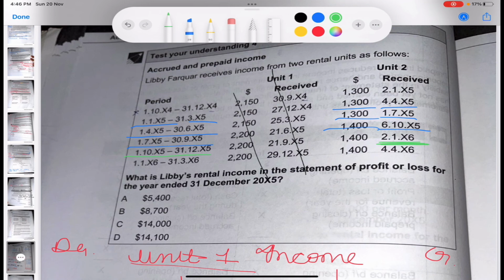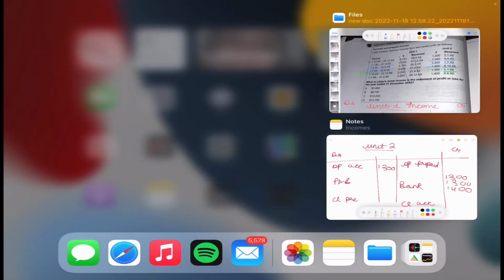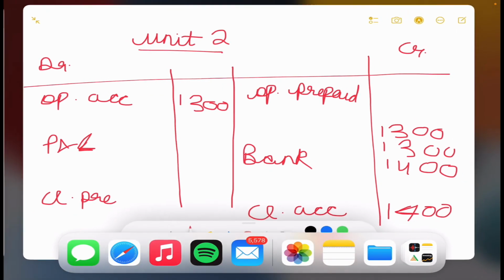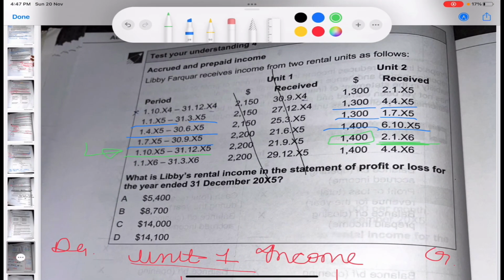Next, something received in 2016. So this money belongs to this year only, but he did not receive it this year. He received it in the next year. So they are taking the services this year, but they will give it to you in the next year. That means it is my asset, it is my accrued income, right? So accrued income 1,400. It will be my closing because it belongs to the next year. Okay. Let's go and see next.